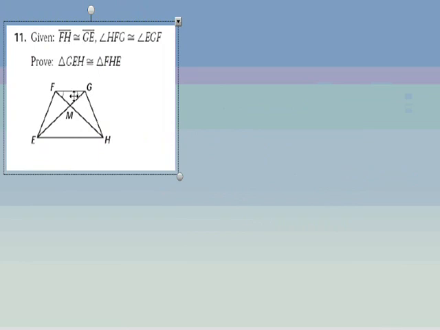Okay, so I am given that FH is congruent to GE, which is a little hard to draw on my diagram, so maybe I'll just highlight it instead. So this guy, FH, is congruent to this guy, and then I'm given that this angle is congruent to this angle. And I need to prove these two triangles congruent, GEH and FHE.